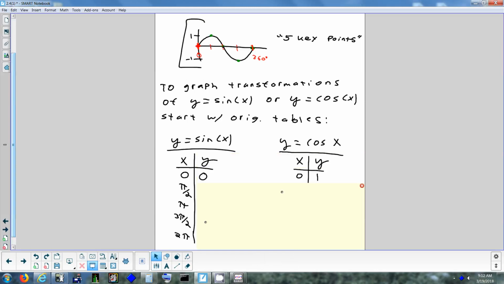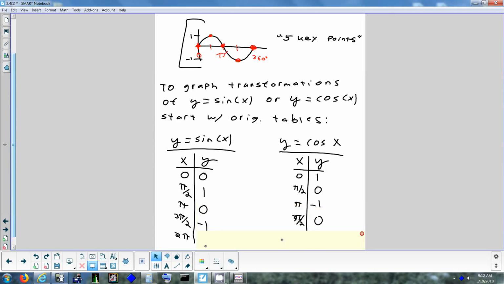We'll do cosine after in a second. Brady, my next one is pi over 2. When I'm at pi over 2, what's my y value? 1. So we're at 1. Pi is the halfway point, right there. Caitlin, when I'm at pi, what's my y value there? 0. Yep, we're back to 0. 3 pi over 2 is the next one. And now we've hit the lowest value, negative 1.